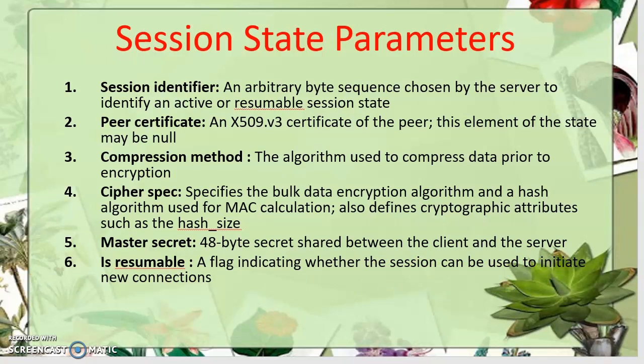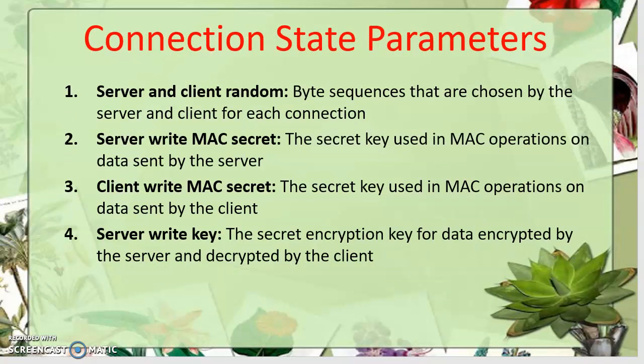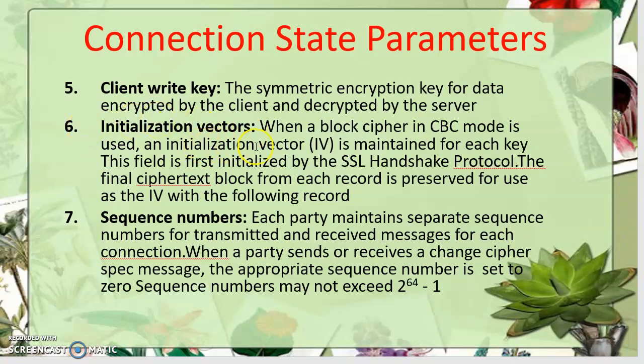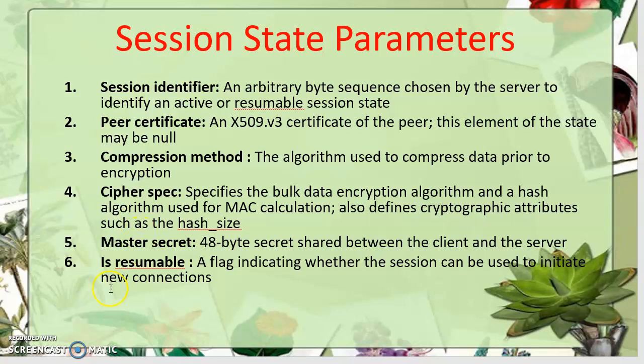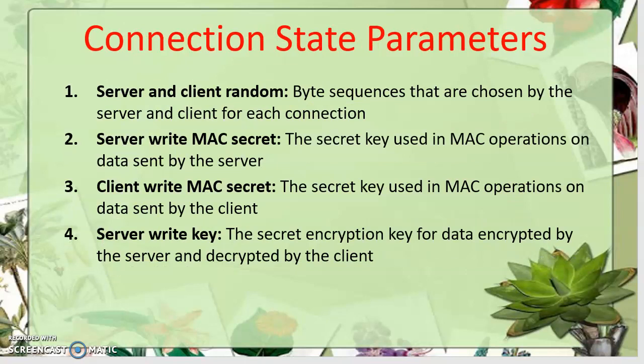Next are the connection state parameters: server and client random, server write MAC secret, client write MAC secret, server write key, client write key, initialization vectors, and sequence numbers. So these are the 7 parameters associated with the connection state. In the previous case, session state parameters, we have 6 parameters, but in the case of connection state parameters we have 7.